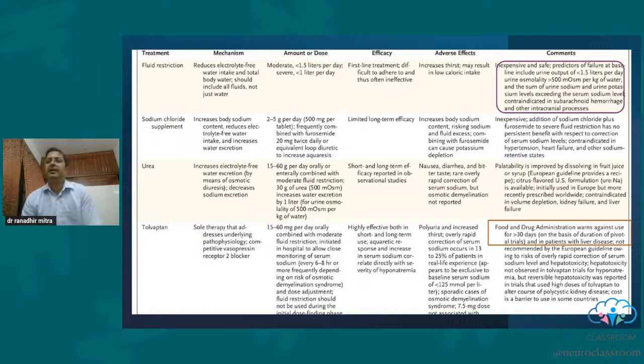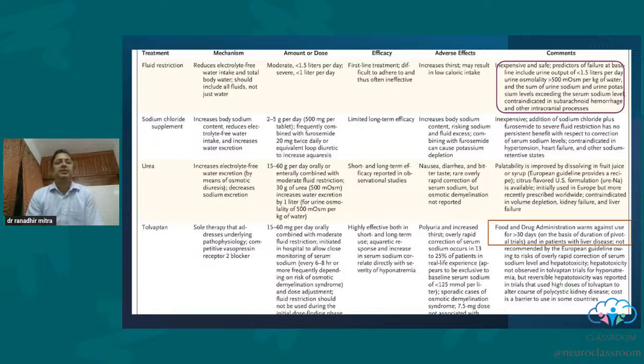So normally, the problem with fluid restriction is that you cannot do it in cases of subarachnoid hemorrhage. Like I said, in one-third of cases that will be SIADH, so you cannot restrict it in those cases. There is a high chance of vasospasm. And secondly, you also cannot do it in the case of other intracranial pathologies. There are some pathologies where you cannot dehydrate the patient.